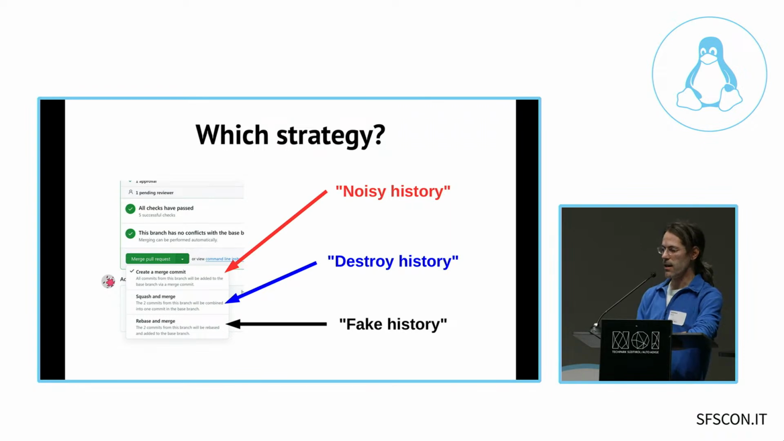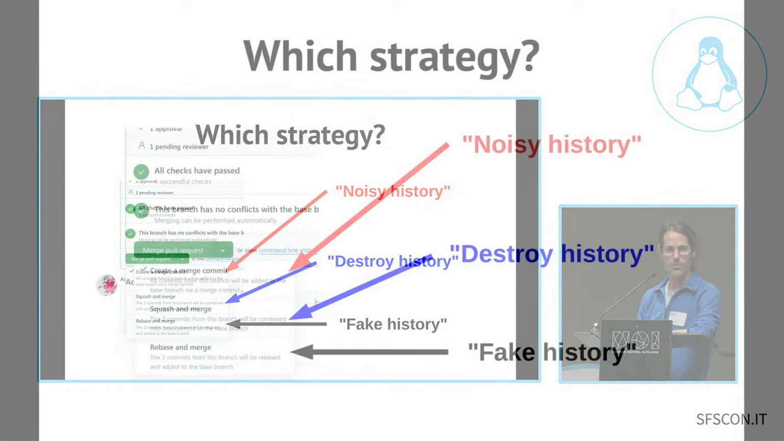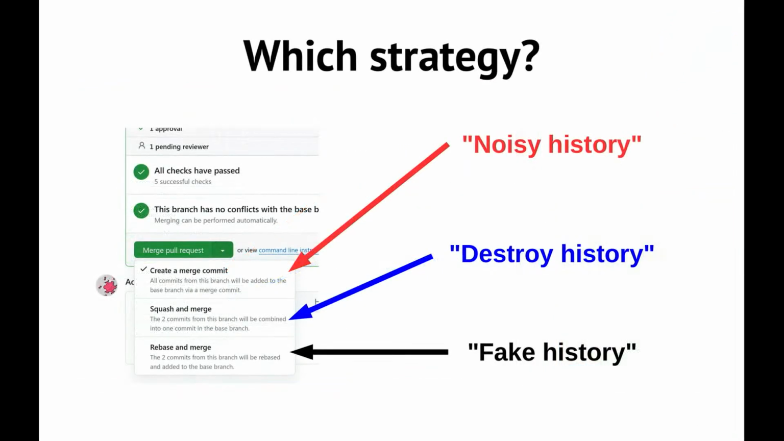And then you have an intermediate, which is rebase and merge, where we fake the history by rewriting it to make it more linear. And then there is what I consider the destroy history feature, where you combine everything in a single commit to make it very nice and tidy, but you lose all your development history.